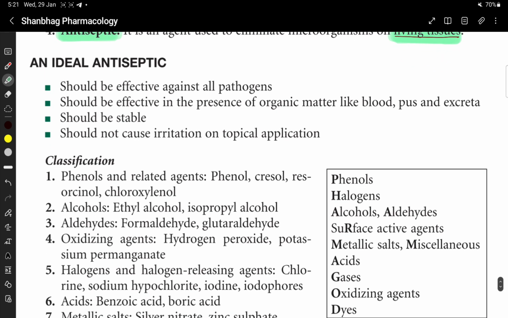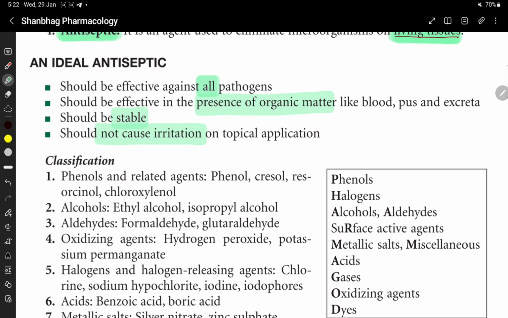An ideal antiseptic. An ideal antiseptic should be effective against all pathogens, should be effective in the presence of organic matter like blood, pus and excreta, should be stable, and should not cause irritation on topical application.